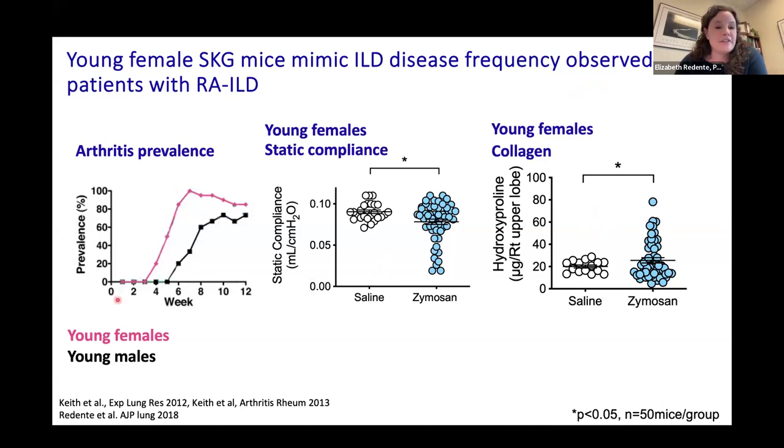Additionally, there are differences in arthritis prevalence. So not only the severity, but also the prevalence of the animals that get disease is differentiated between the young females and young males. And this is, again, just to reiterate that this is a model where we're mimicking the same types of sex differences and age differences in disease prevalence that are seen in patient populations.